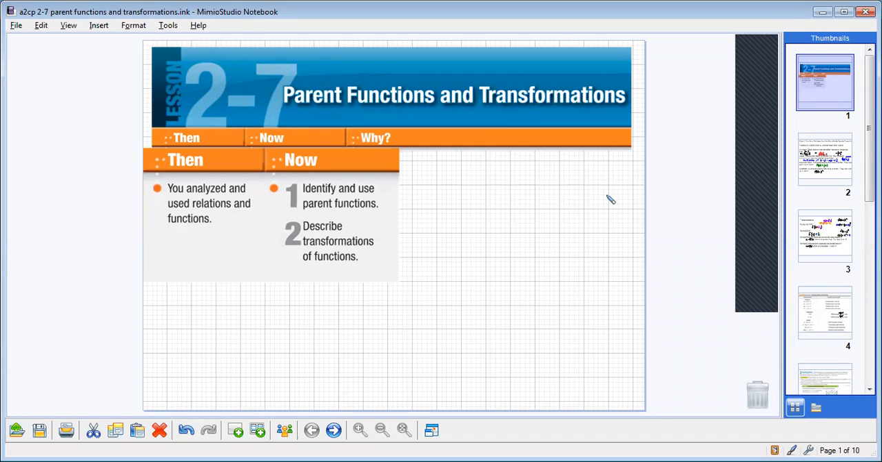We're looking at parent functions and transformations. This video is to help you identify and use these parent functions and then describe the transformations. That would be translations and dilations, or shifts and dilations, of these functions.